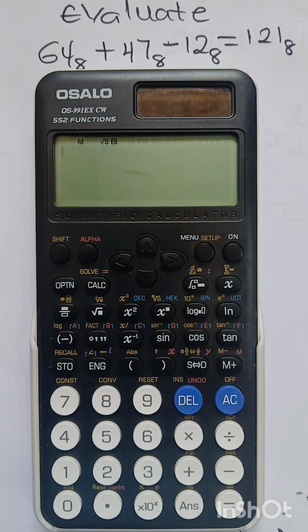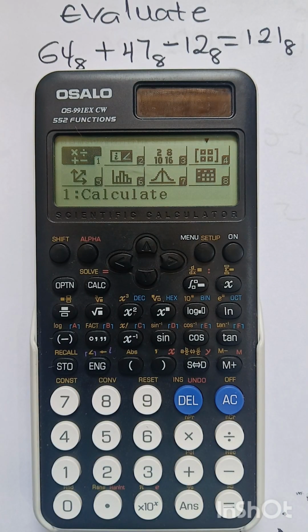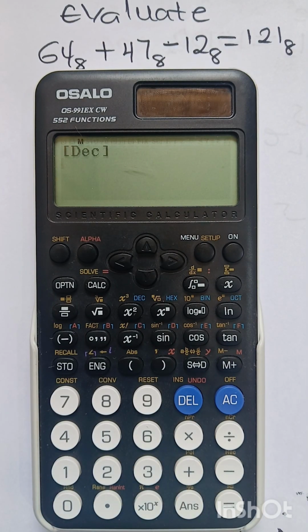Again, we are using the OSALO to evaluate the question: 64 base 8 plus 47 base 8 minus 12 base 8. You are using the OSALO to solve for the answer. So the same, you press on the setup menu. Then the next thing is that you have to select your key, the number 3. Selecting 3, since it is in base 8, you have to select the oct here.